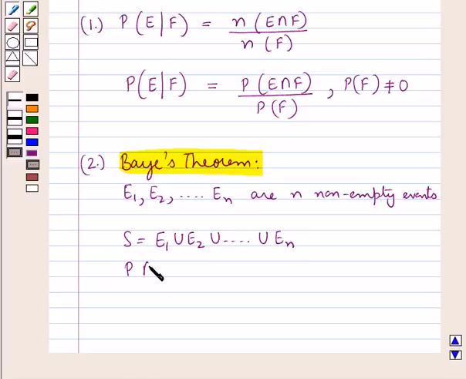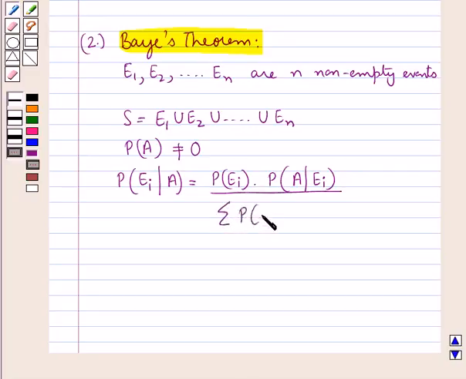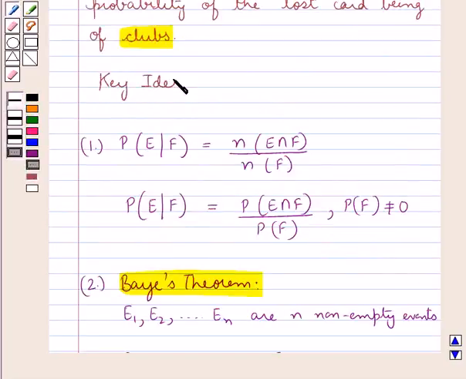And we have an event A with probability not equal to 0, then we say the probability of, that is the conditional probability of the event EI, given that event A has already occurred, is equal to probability of the event EI into the conditional probability of the event A, given that event EI has already occurred, upon summation probability of the event EJ into conditional probability of the event A, given that EJ has already occurred. And here this J goes from 1 to N. And also we have I equal to 1, 2, 3 and so on up to N. This is the key idea that we use for this question.